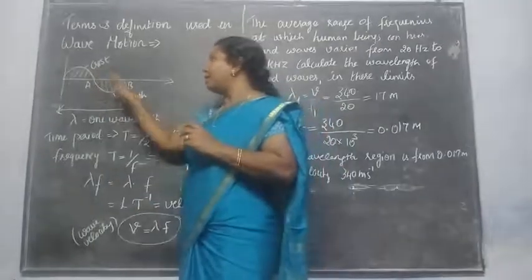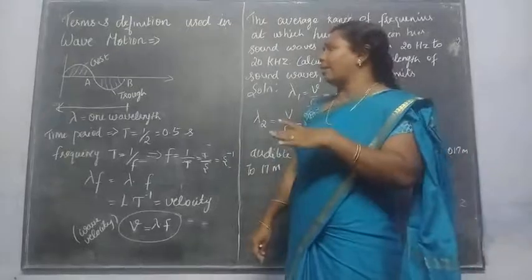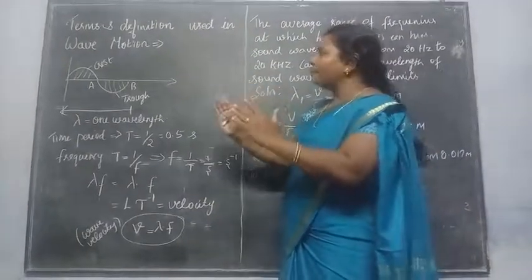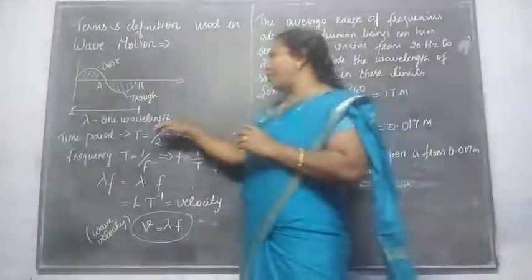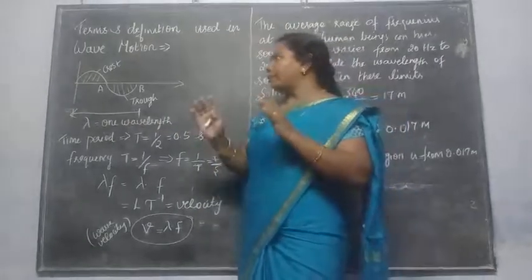The crest and the trough. So what is the crest and trough? The distance between one crest and one trough is called one wavelength. So what is called wavelength? Wavelength is the distance between them.